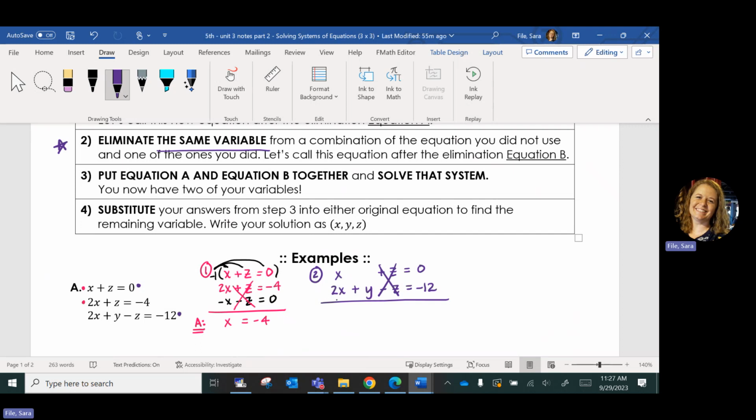So now I'm going to add the other columns. So that's going to be 3x. That's just going to be plus y. And that's going to equal negative 12. And it says to call that one equation B.